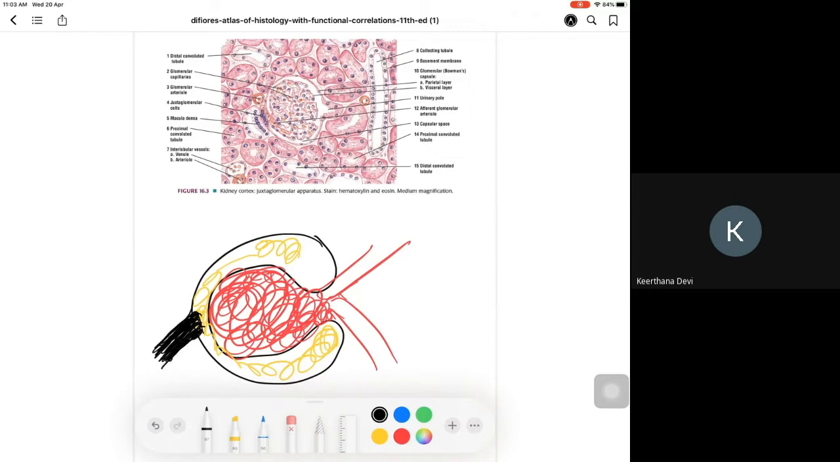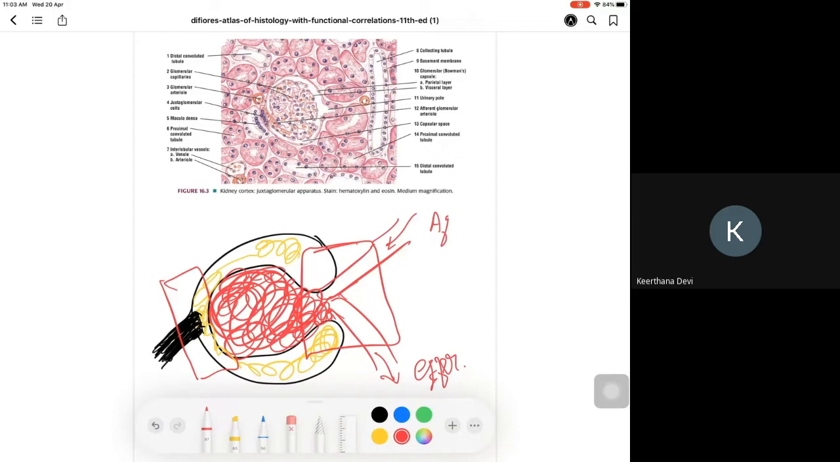There are 2 poles for the glomeruli. One is the vascular pole, where the blood vessels enter. When these enter, this is the afferent arteriole. And when the blood leaves outside, this is known as the efferent arteriole. This is the urinary pole, where the proximal tubules will come.